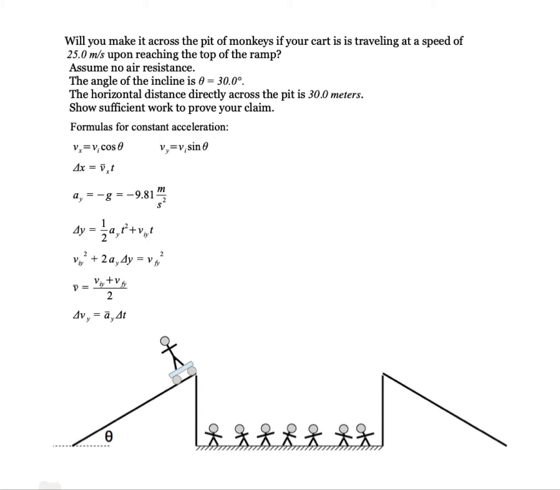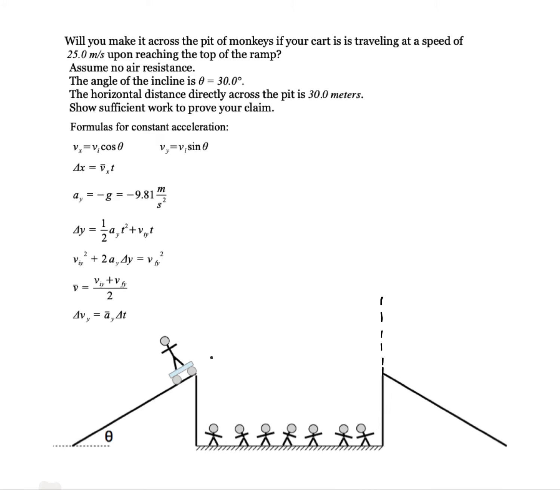Will you make it across this pit of monkeys if your cart is traveling at a speed of 25 meters per second upon reaching the top of the ramp? We'll assume no air resistance. The angle of the ramp is 30 degrees. We want to find the horizontal distance that you'll go, or perhaps how high you'll end up when you get across the horizontal stretch there.